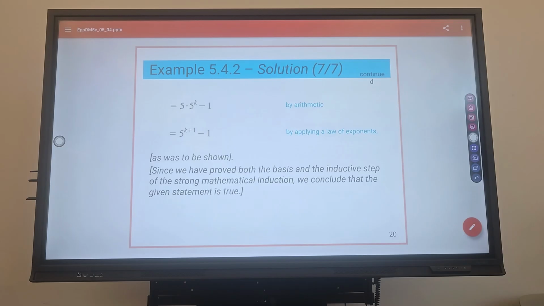And some more arithmetic, and finally applying the law of exponents, which gives us the result which was to be shown. And so we can conclude that the given statement is true.